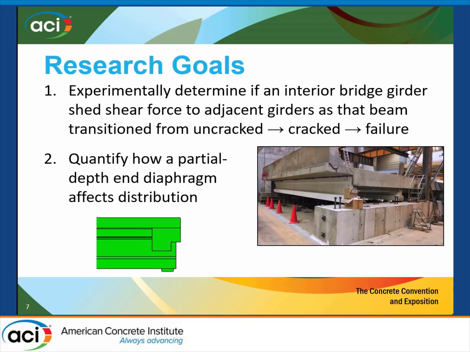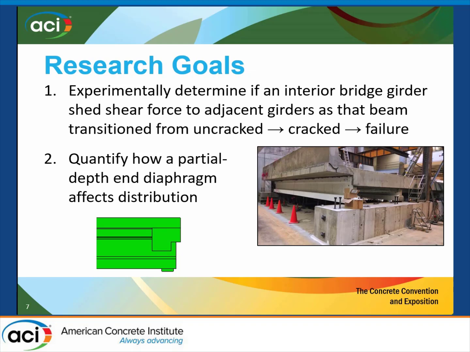So the goals for the talk today were twofold. The first one was to experimentally determine if an interior bridge girder distributed or shed shear force to adjacent ones as that girder cracked and went towards ultimate failure or destruction. And the second one was to quantify how a partial depth end diaphragm, so I'm thinking about shear near the end of the span, affected that distribution. Did it help or hurt or not really have an effect? Those were the two primary goals. I will talk a little bit about the web shear cracking and patterns.